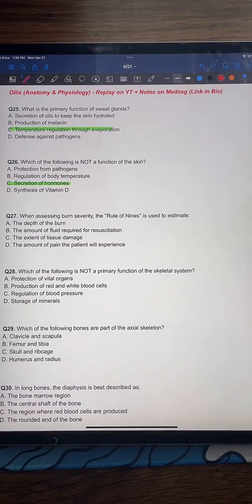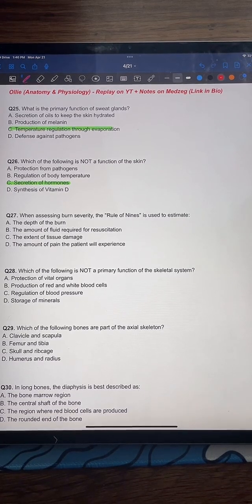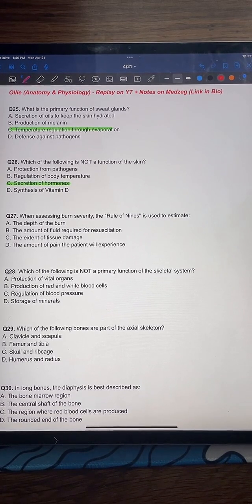Number 27, when assessing burn severity, the rule of nines is used to determine... When we use the rule of nines, what are we trying to estimate?